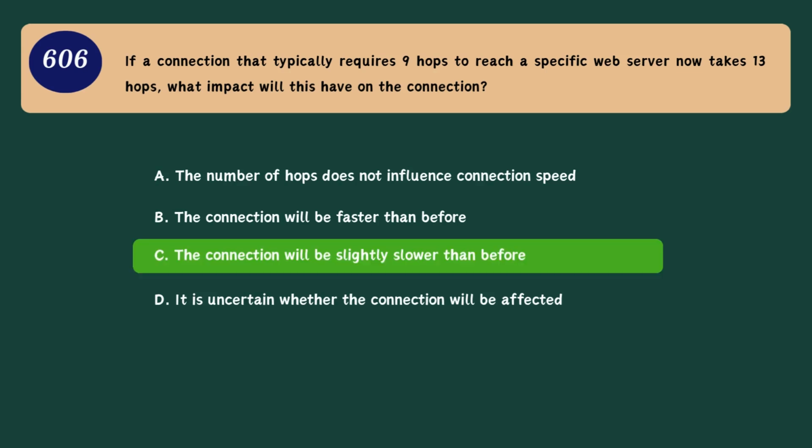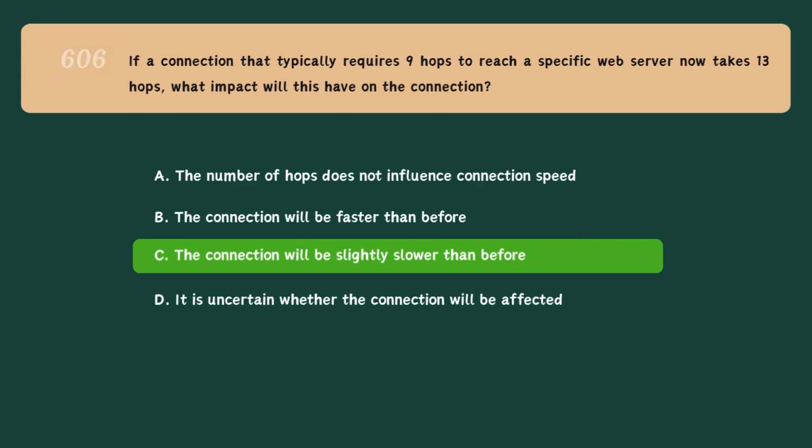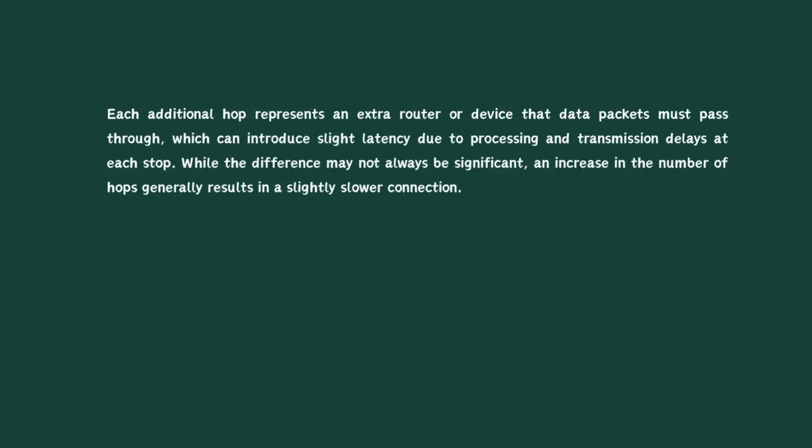Correct answer. C. The connection will be slightly slower than before. Each additional hop represents an extra router or device that data packets must pass through, which can introduce slight latency due to processing and transmission delays at each stop. While the difference may not always be significant, an increase in the number of hops generally results in a slightly slower connection.